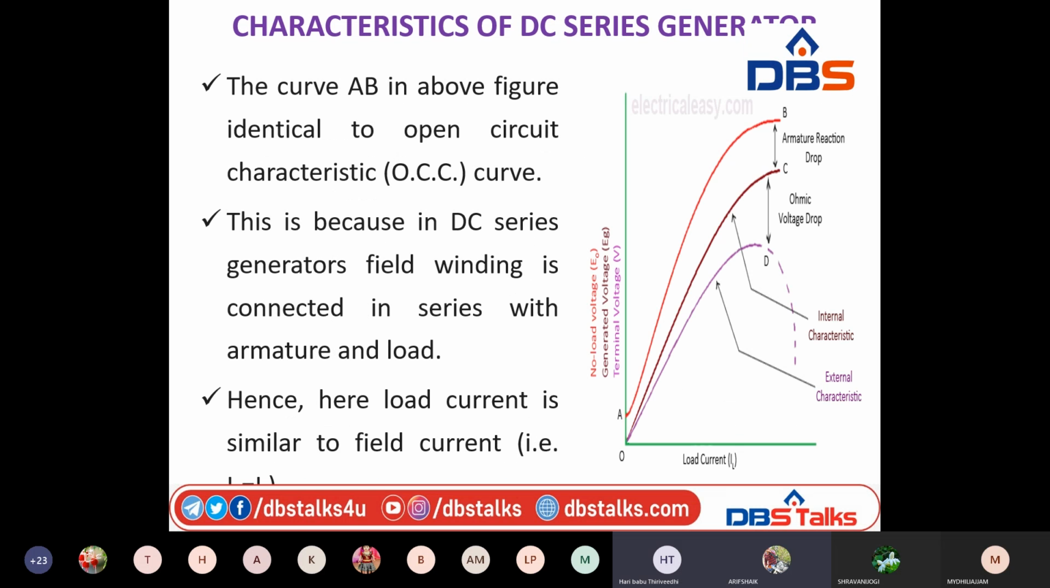So look at the series generator. Look at the A. The internal and external characteristics start from 0, but the magnetization characteristics do not start from 0. Right? The OCC curve starts from A. So what is this A? OA is nothing but the residual voltage. Residual voltage is because of residual flux. Right?